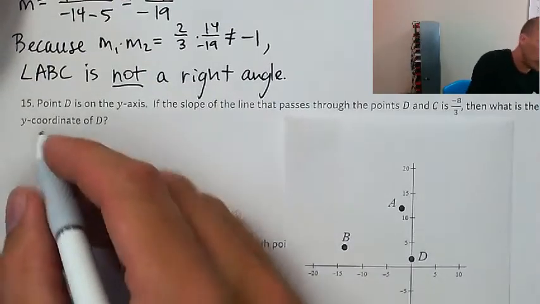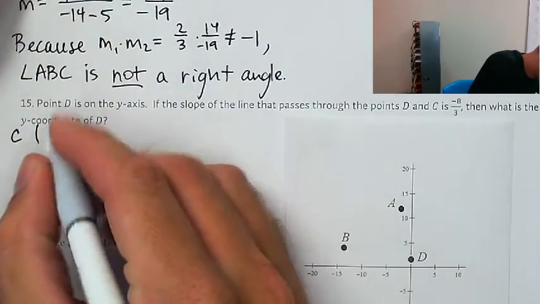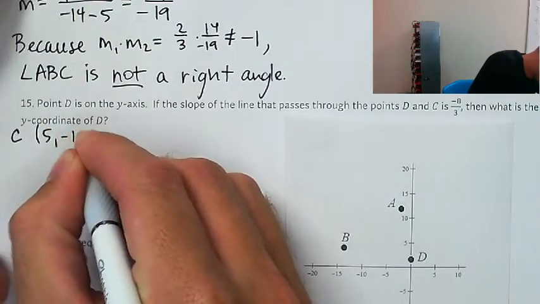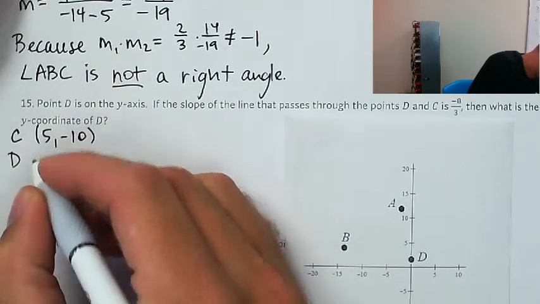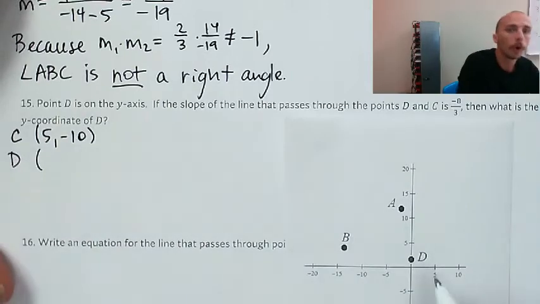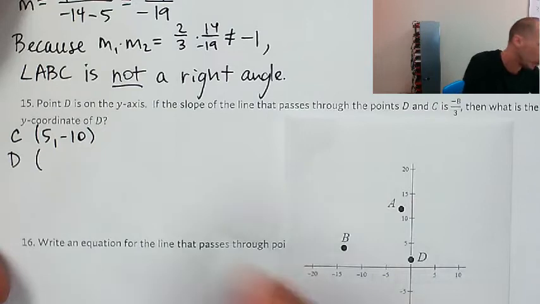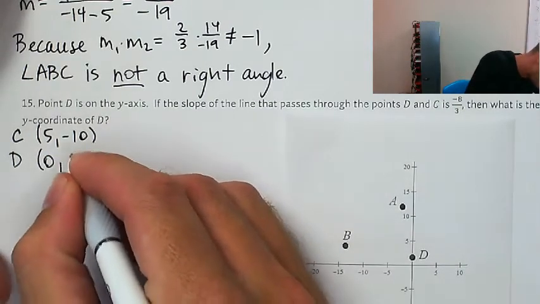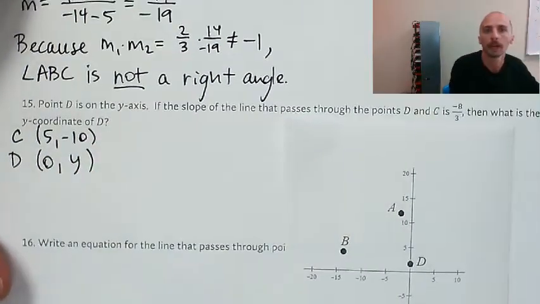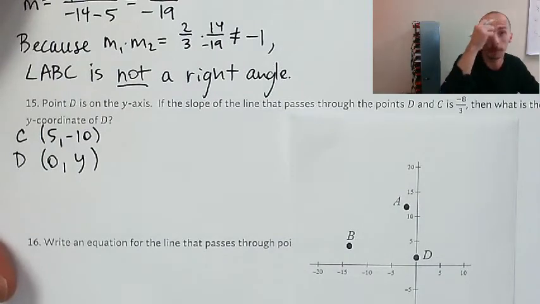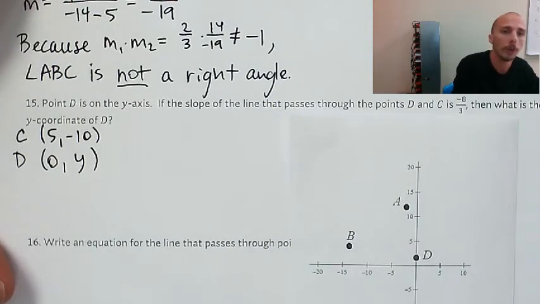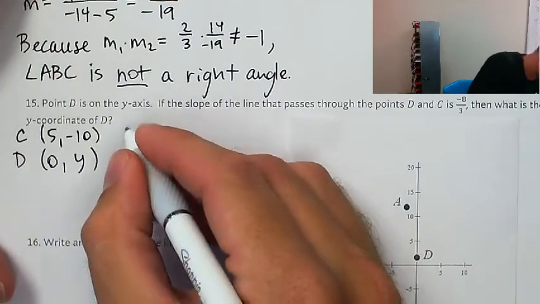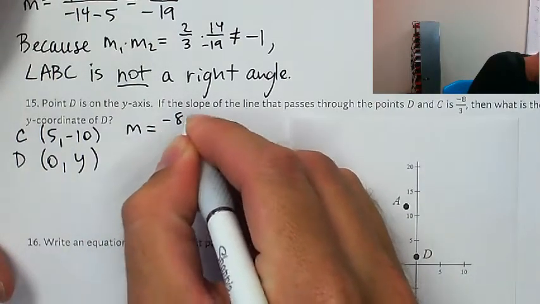Okay, so point C has coordinates 5 and -10, and point D, well, all I know is that it's on the y-axis, but that's enough to tell me the x-coordinate, right? I know the x-coordinate is 0. And the y-coordinate, I might just leave that as y, okay? And then we'll be able to solve it from there, okay? Because I know that the slope is -8/3.